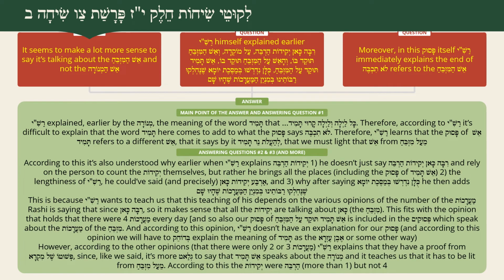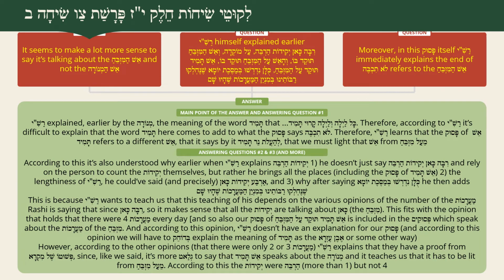Now we're going to move on to answering questions number 2 and number 3, and a few other points that weren't brought up in the questions. And as we'll see, question 3 is not answered directly. Now, according to this, it's also understood why earlier, when Rashi explains Yekidus Arbe is teaching in the previous pasuk, and we're going to point out a few things that we didn't point out in the questions.